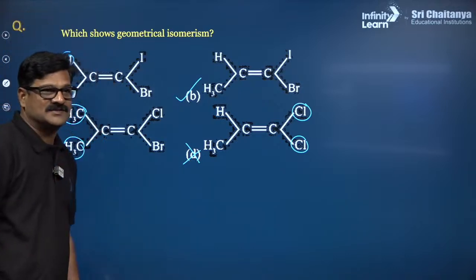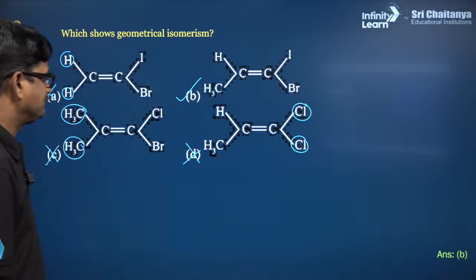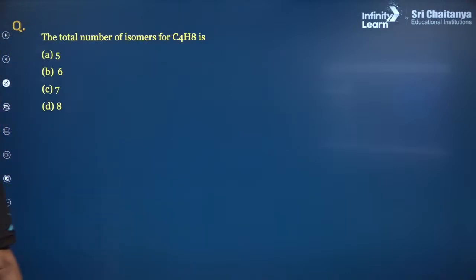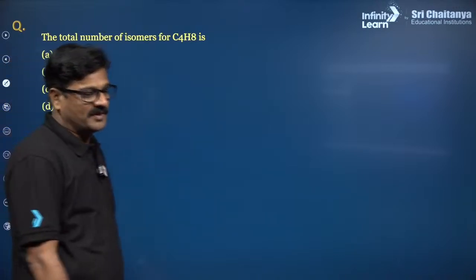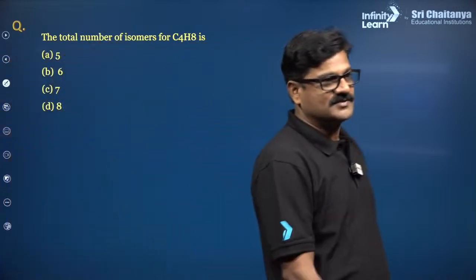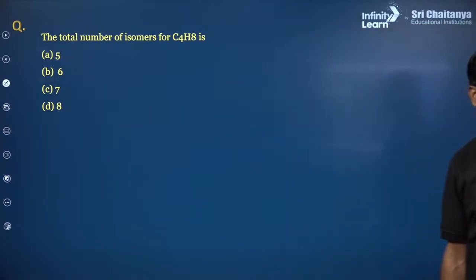Well, next question. The total number of isomers for C4H8. Don't try to apply a formula, rather write the structures. Giving time.